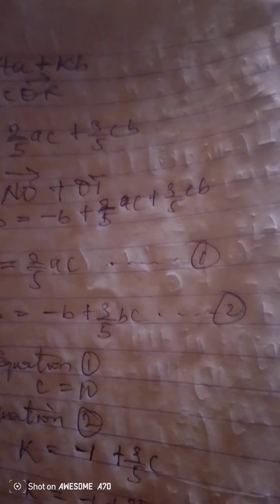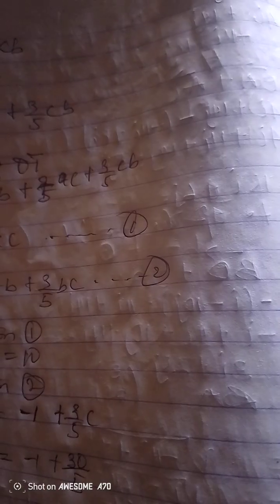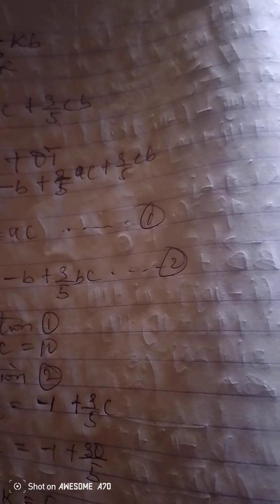So when we compare the coefficients, we take the components to be equal. So all the a's will be equal to a on both sides, and all the b's will be equal to the b on both sides. So we have 4a is equal to 2 over 5 of ac, while kb is equal to minus b plus 3 over 5 of bc. So from the first equation, we can cross multiply. a cancels a, we have c as 4 times 5 divided by 2, which is 10.